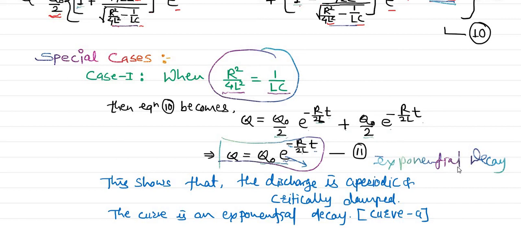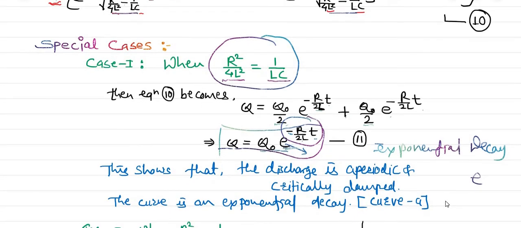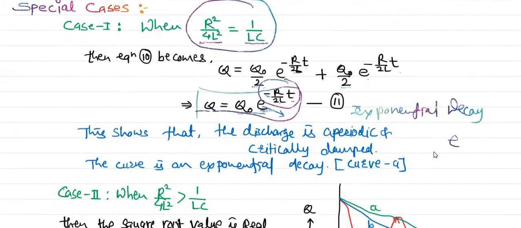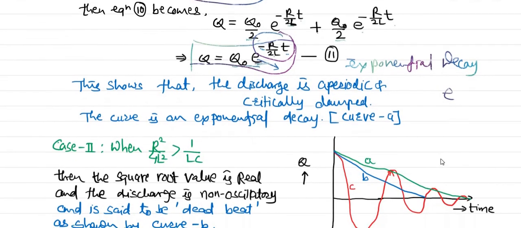Critically damped means, whatever the damping is, that damping is decided by this factor, and that factor will never be 0, meaning e raised to anything, it is never 0. So therefore the curve is an exponential decay, and we have to draw this curve also. So let us draw this curve, curve A.